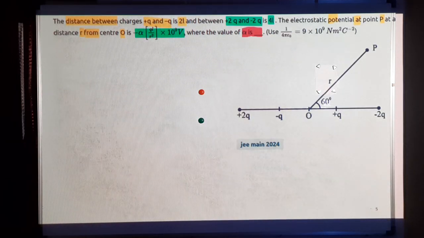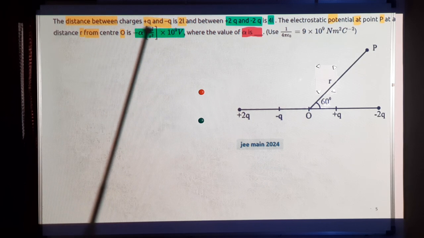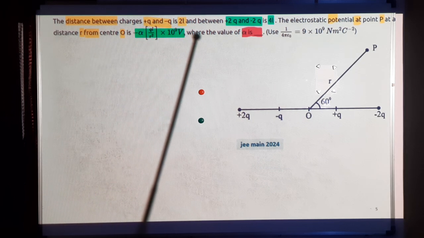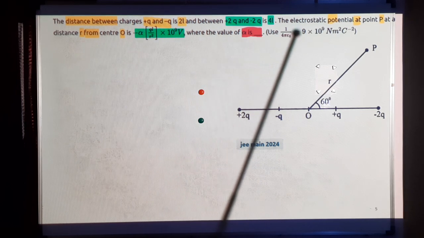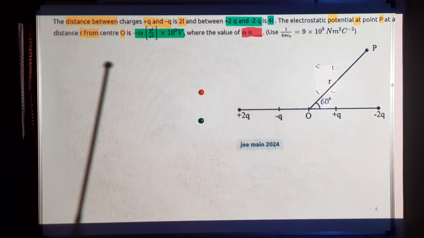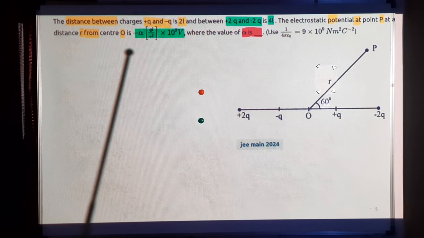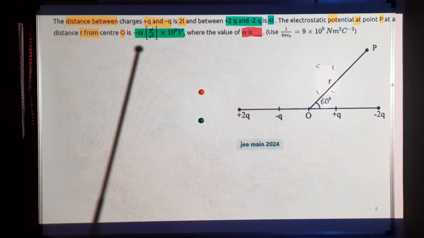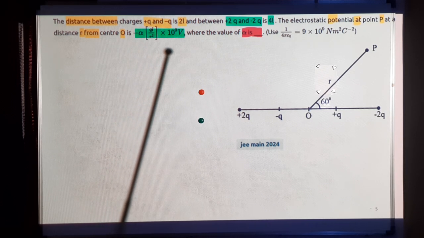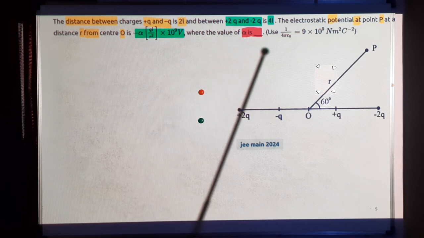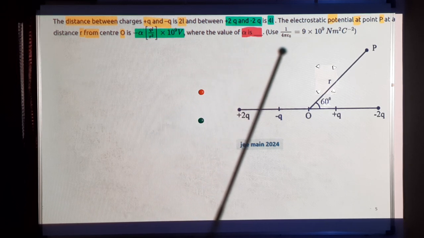This is the next question. The distance between charges q and minus q is 2L, and between plus 2q and minus 2q is 4L. The electrostatic potential at point P at a distance r from center O is minus alpha into QL by r square into 10⁹ volts, where the value of alpha is dash. Use 1 by 4 pi epsilon naught is 9 into 10⁹ in SI units.